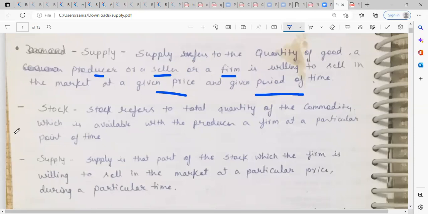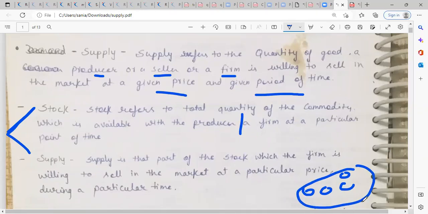Now, from supply, there come two terms: one is stock and one is supply. Most of the time, students get confused between stock and supply. So first of all, what is stock? Stock refers to the total quantity of the commodity which is available with the producer or a firm at a particular point of time. For example, you are producing chocolates, and you have 4 chocolates with you. This is the stock with you, right?